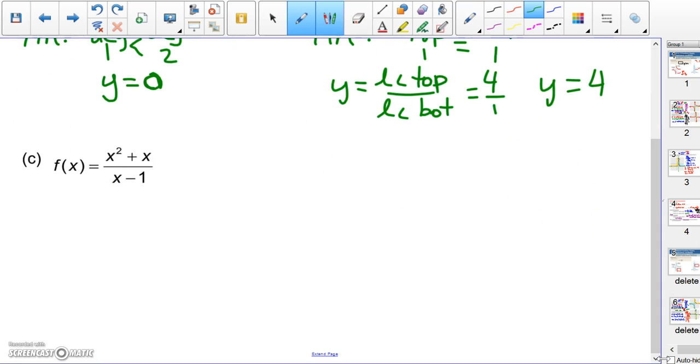Part C, vertical asymptote. Yeah, it's just y equals 4. Does that answer your question?